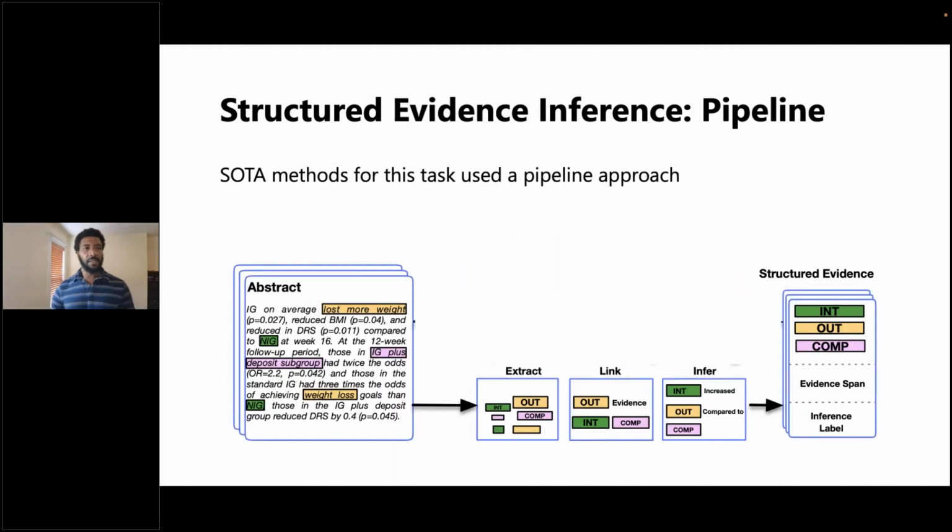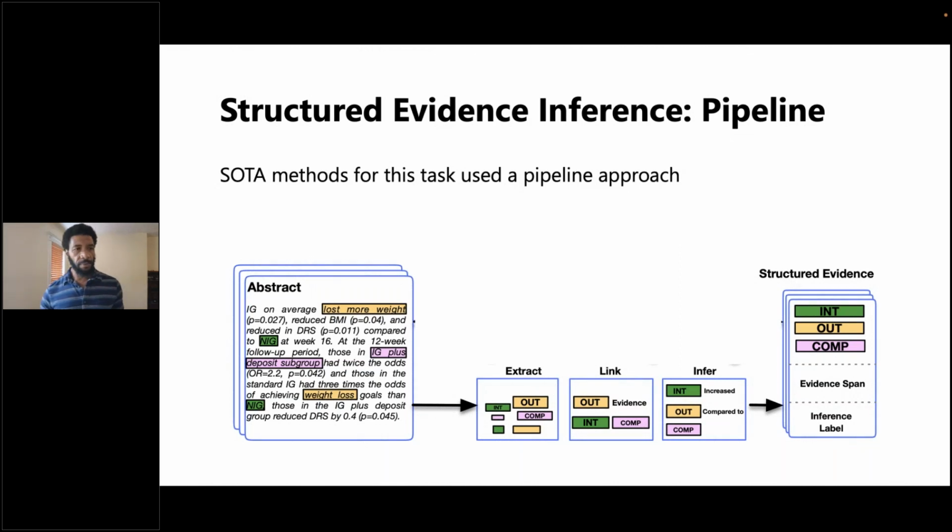So again, for this task, the state-of-the-art was based on a pipeline approach where three different models were used. One to extract the PICO elements, another one to link these to MeSH codes to make sure that the references correspond to the actual PICO elements. And then from there, a third model would infer the labels, whether there was a significant impact, whether the intervention increased, decreased, or had no impact on the outcome.